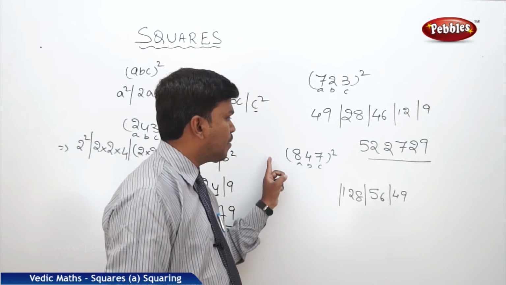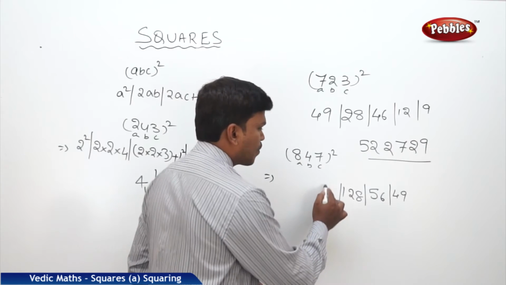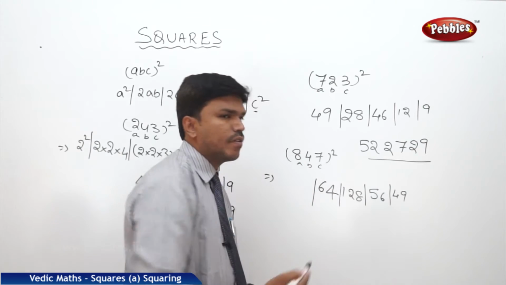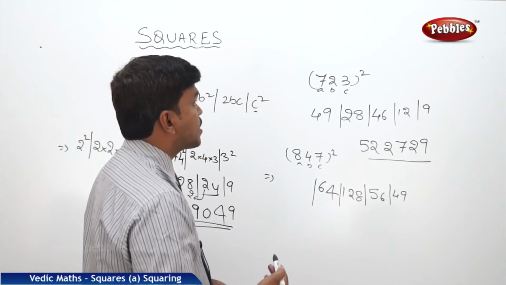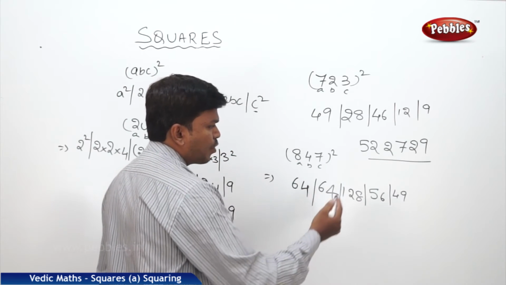Next, 2ab. So what is 2ab? 2 into 8 into 4. 2 8s are 16. 16 4s are 64. A square. So what is a square? 8 square, 64. Now you need to balance this one.